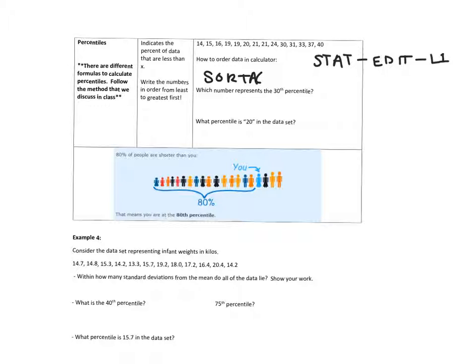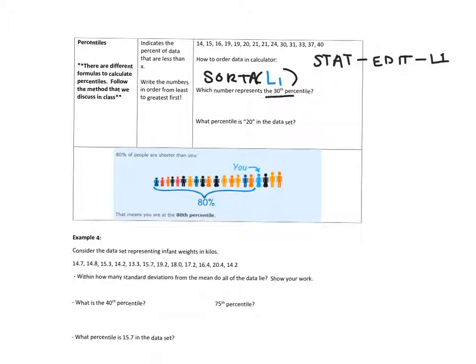Sort A, and then there's parentheses. Sort A means that you're going to sort ascending, going from least to greatest. So I press Sort A, and then it gives you parentheses, and I put in L1, and that's going to put your numbers in from least to greatest. You're going to want to do that when you do percentiles.